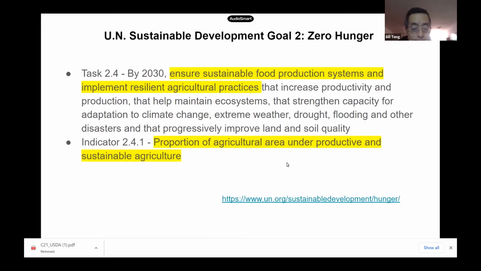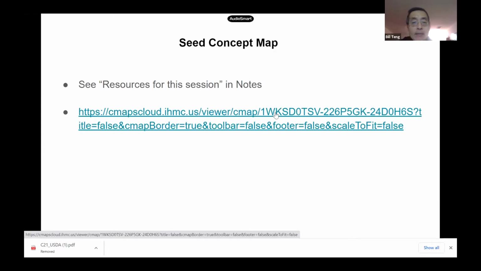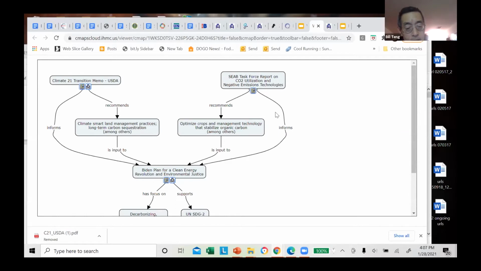So that, as I said, was a very high-level description of the Biden climate plan and 3 related documents, just to set up the framework for the subsequent talks. Now I'm going to recapitulate all that graphically in a so-called seed concept map. You can get to this link also under the resources for this session in the notes page. Everything shown in this concept map should look familiar.